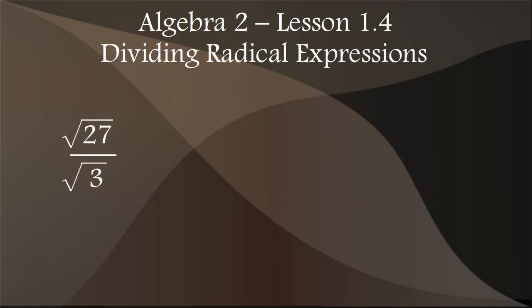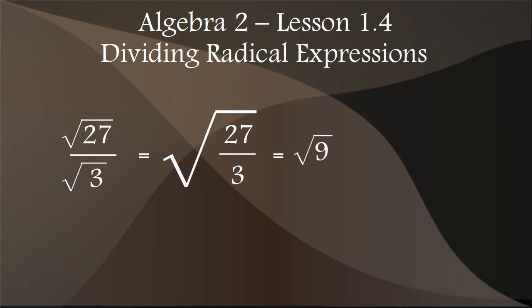So let's look at it going the other way. Here we have a fraction with a radical expression on the top and the bottom. We know that we can combine it into one radical expression. So the fraction, 27 over 3, becomes the radicand. In this case, this simplifies pretty quickly. 27 divided by 3 is 9, so we're left with just the square root of 9, which is just 3.